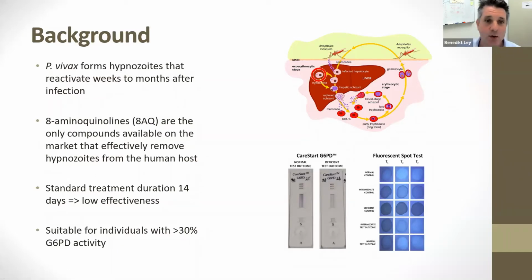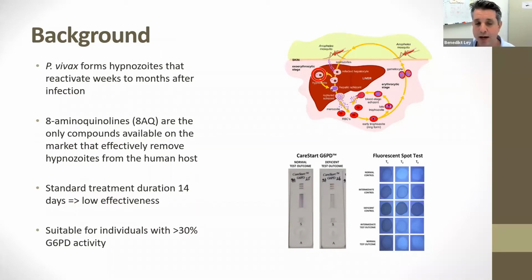So why do we need quantitative G6PD diagnostics in the first place? In contrast to falciparum malaria, P. vivax forms dormant liver stages, so-called hypnozoites, that relapse weeks to months after the first infection. And in some vivax endemic areas, up to 80% of clinical cases are due to relapses. Now, hypnozoites are metabolically inactive. The group of 8-aminoquinolines are the only drugs currently available on the market that effectively remove these dormant liver stages from the human host in the course of radical cure.